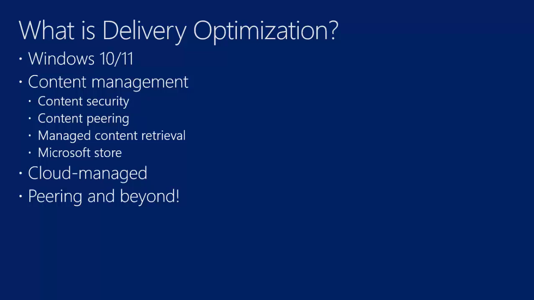Okay. So what is this thing that we call delivery optimization? Certainly it's focused on, or historically has been focused on, Windows 10 and 11. On Windows 10, you'll have delivery optimization enabled by default. So will you on Windows 11. But it's not just Windows 10 and 11 anymore. We do have limited support on Windows Server. You'll see the details of that coming up.